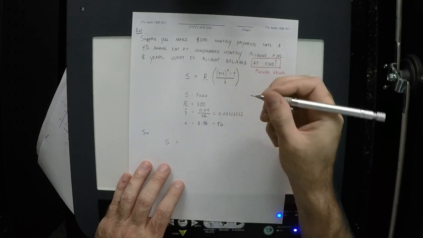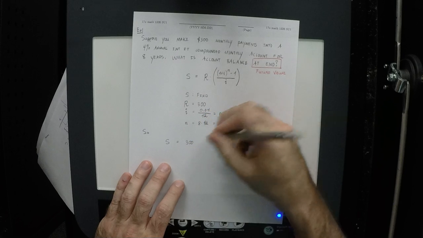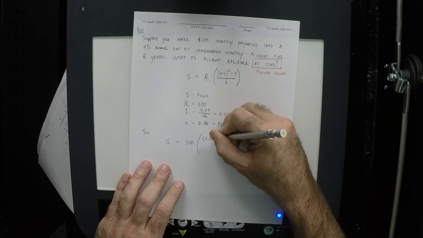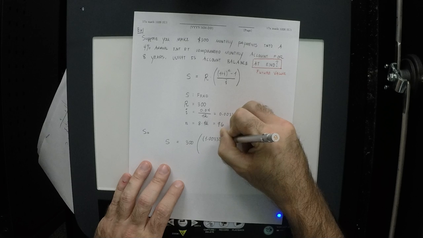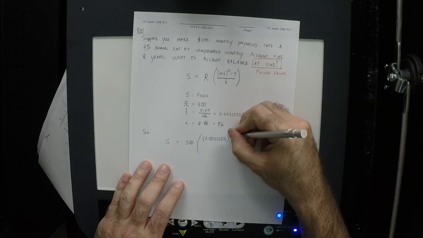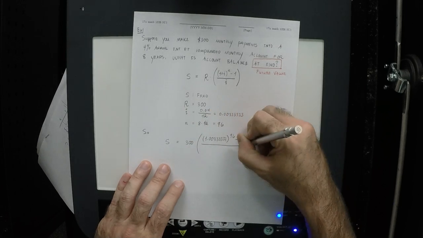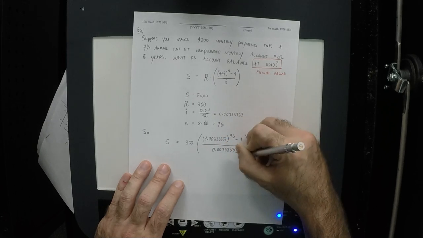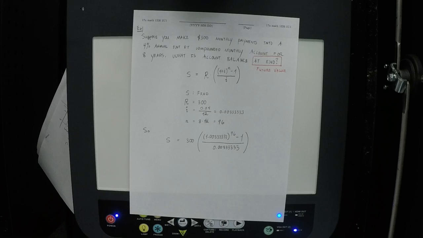Okay. So F is 300 times 1.00 bunch of threes to exponent 96 minus 1, divided by that. So is there any question why in the end this is what we need to do? So now what we need to do is get our calculator to do this. So see if you can get your calculator to do it, if you have one.